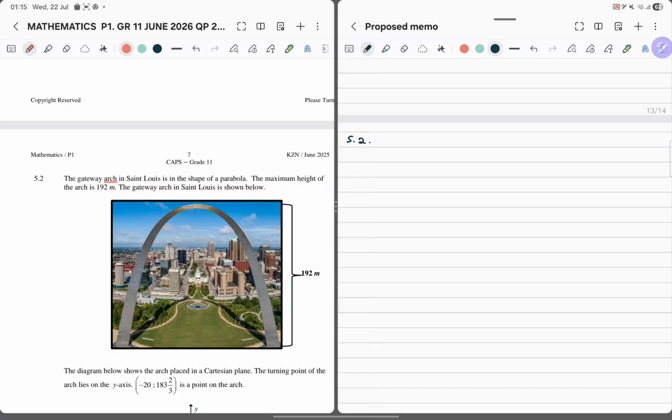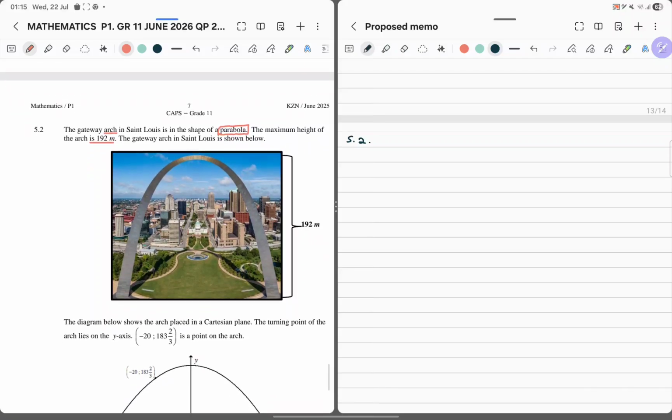This is the shape of a parabola. What is a parabola, my friend? It is the thing that does the things. Okay, this is the parabola. The maximum height of the arch is 192 meters. So this means from the foot to the maximum. But the sketch is a bit crazy anyway. Right, this is an approximation. So the Gateway Arch in St. Louis is shown below. So this is our parabola there.